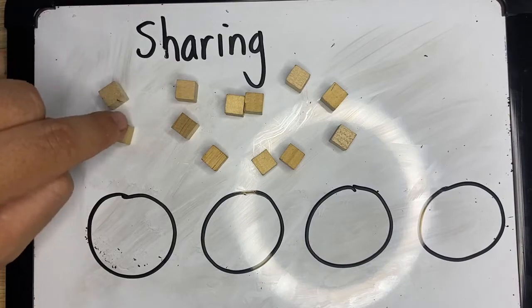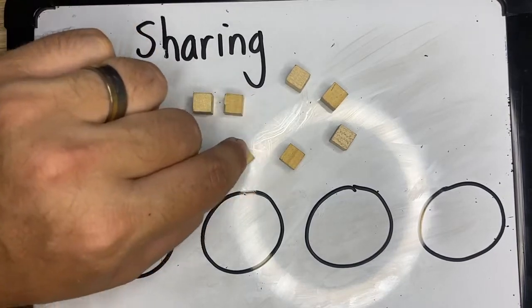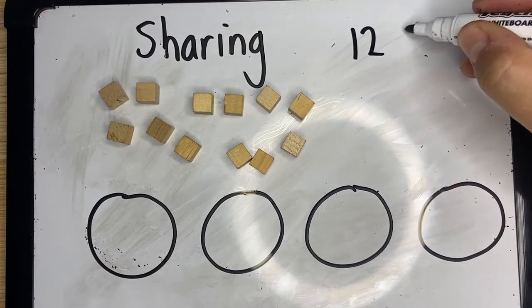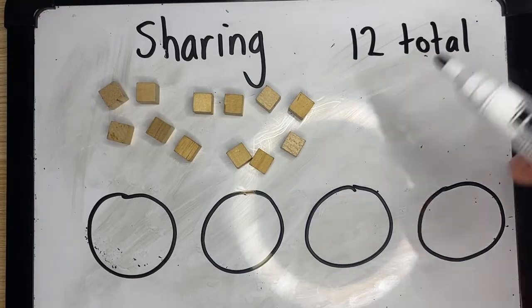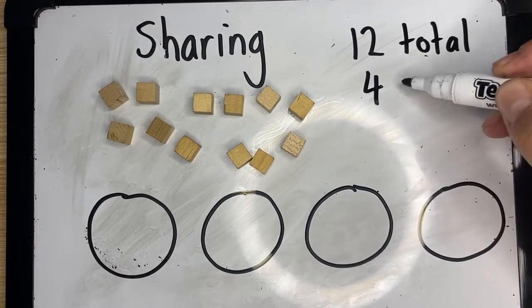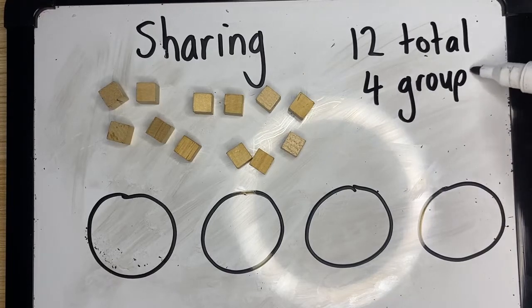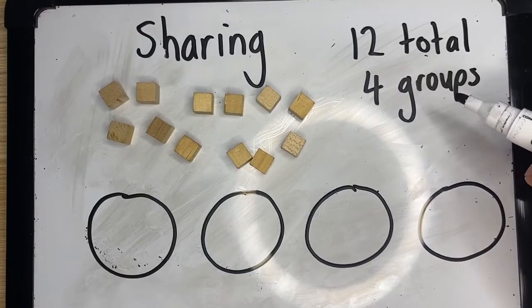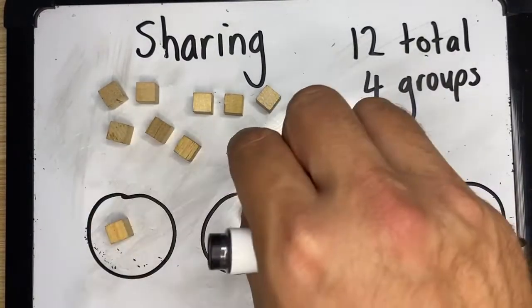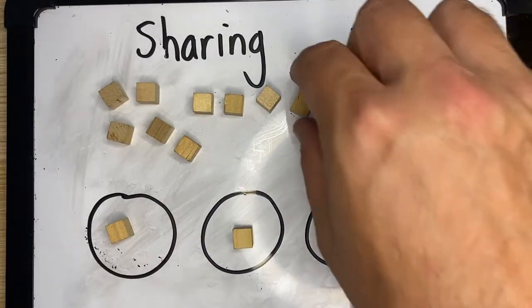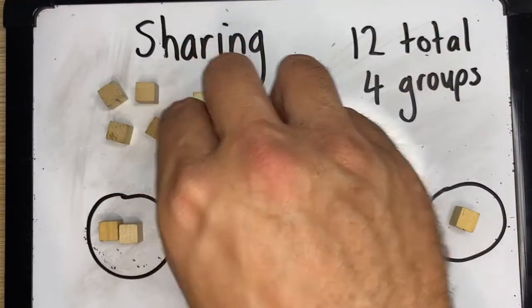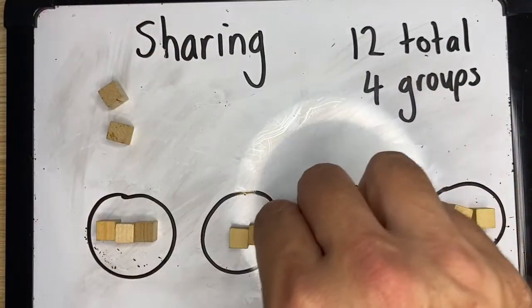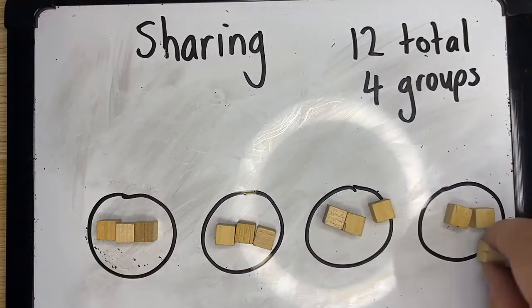Okay. 1, 2, 3, 4, 5, 6, 7, 8, 9, 10, 11, 12. We have 12 counters in total. We have 4 groups. Let's share them now to find out how many in each group. So 1, 2, 3, 4, 1, 2, 3, 4, 1, 2, 3, 4.